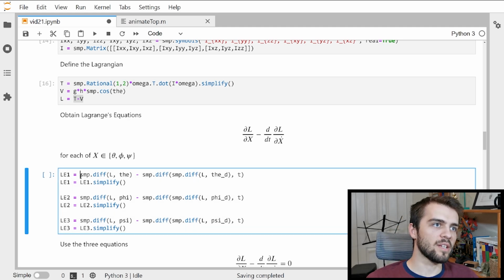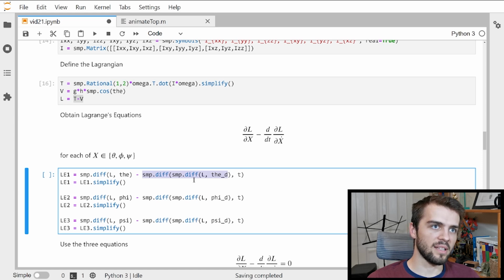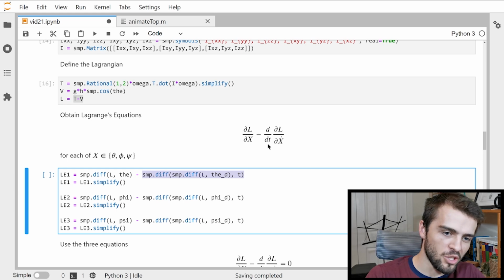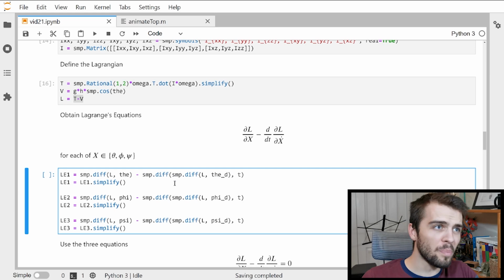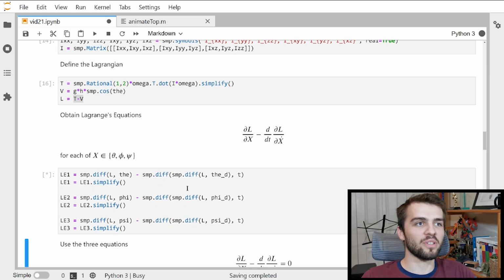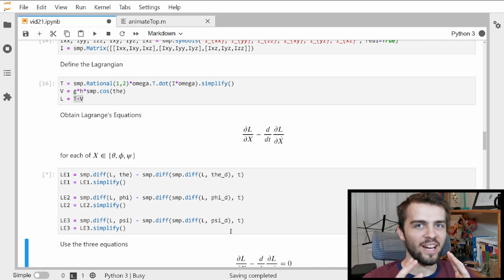And so for LE1, I differentiate the Lagrangian with respect to theta, minus the derivative of L with respect to theta dot, and then a derivative in time outside that. So this is ∂L/∂theta dot, that's this expression here. And then the whole thing I differentiate with respect to time. So you'll see that there's quite a few derivatives going on here, and this would be a real pain to do by hand. And as you'll shortly see, these equations are very, very, very long, and not the kind of thing that you want to sit down and do with a pencil.